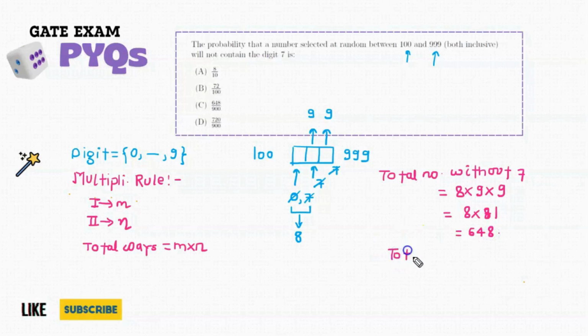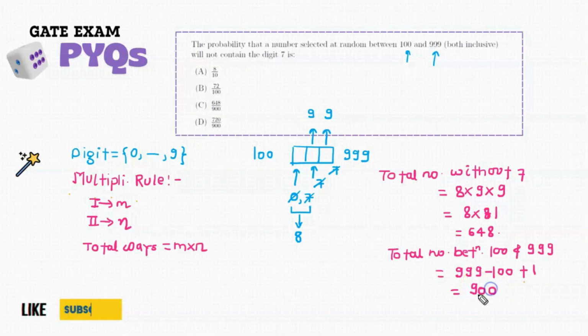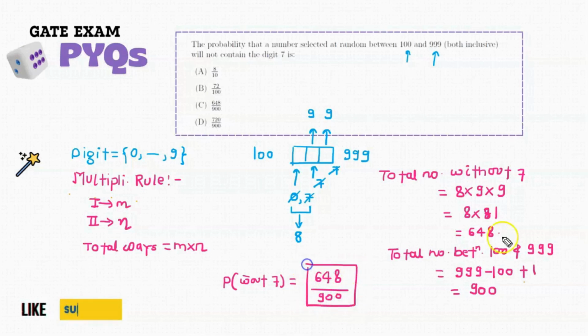Now what is the total number of numbers between the given limits? So the total numbers between 100 and 999, we have to include both. So it is going to be 999 minus 100 plus 1, which will give us 900. So from here we can write down the required probability of all the numbers without digit 7 is going to be 648 divided by 900. So this is our final answer. The correct option is going to be option C.